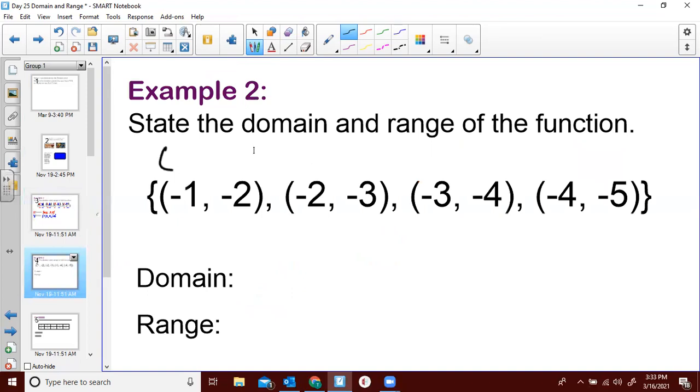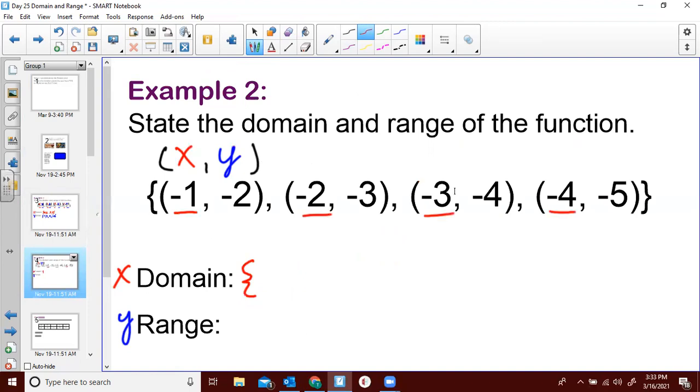All right, same thing. I'll set this up. Remember, domain is X, comma, and then range is Y. We know our range is Y, domain is X. So let's just look for them. X is -1, -2, -3, -4.